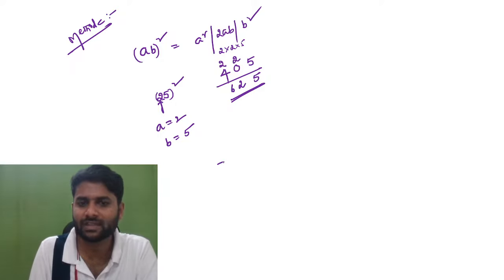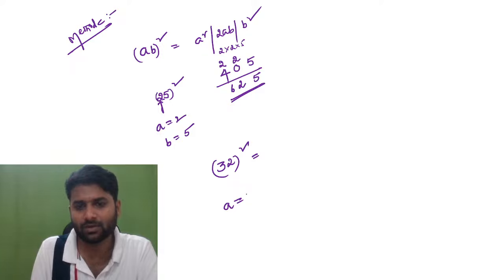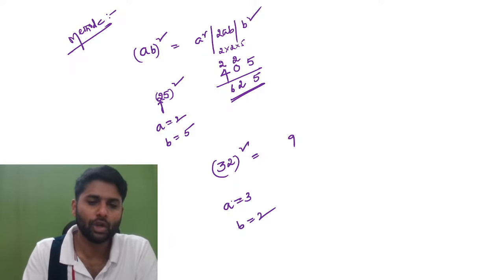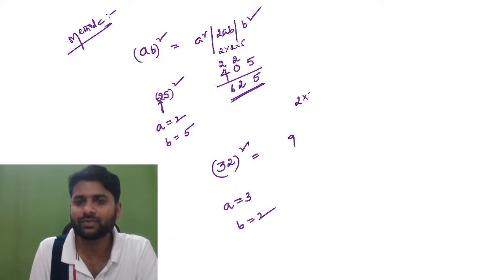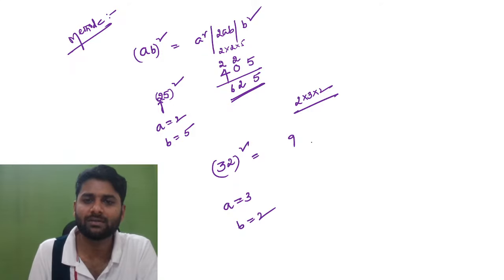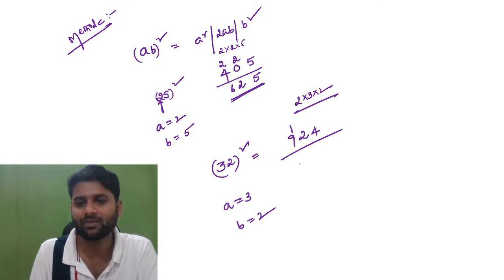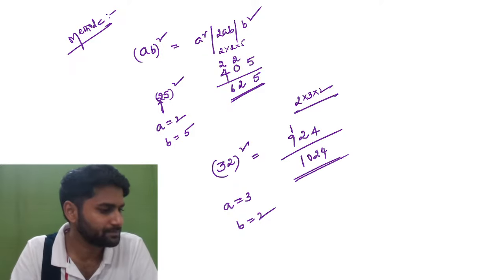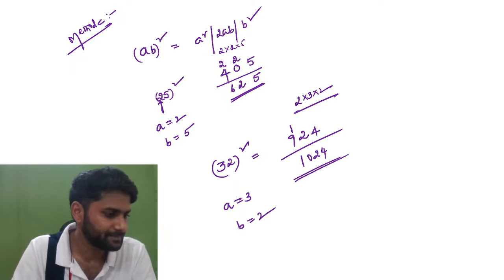Okay, let me help you out with another question. 32 square. Here a is equal to 3, b is equal to 2. Now 3 square is equal to 9. 2ab: 2 into 3 into 2. So 3 into 2 is 6, 6 into 2 is 12. So write down 2, 1 is carryover. And finally 2 square is equal to 4. There is no carryover here. Then the final resultant is 1024. Is it clear?